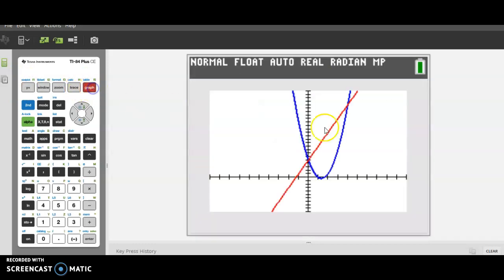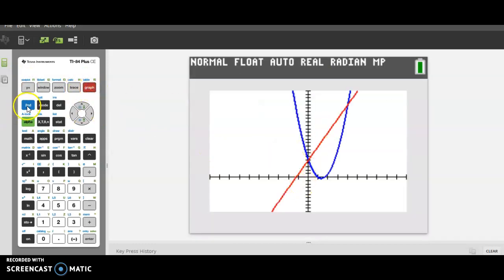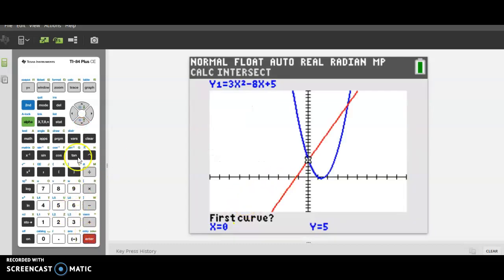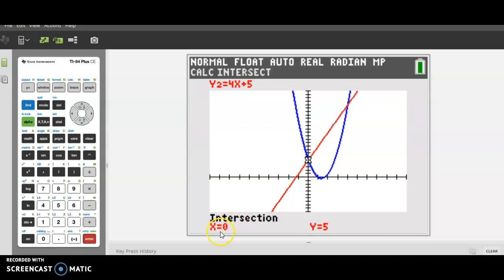So if I go back to the graph, I'm going to use the intersect command. That is hitting second trace and the fifth option down, or you can just hit the number 5. Now be careful, this is not necessarily the intersection point. It happens to be because it just puts a cursor right in the middle. What you have to do is hit enter on the blue curve, enter on the red curve, and then your best estimate. And as I already know that the intersection point is (0, 5), that was the correct answer.